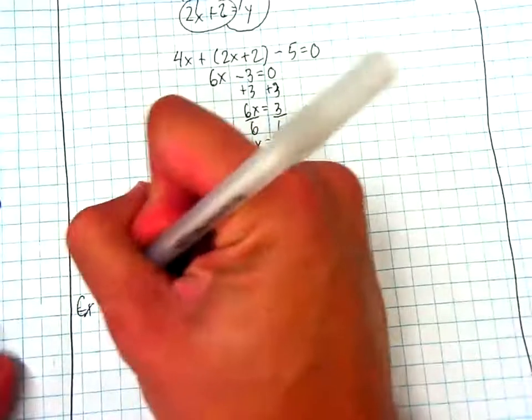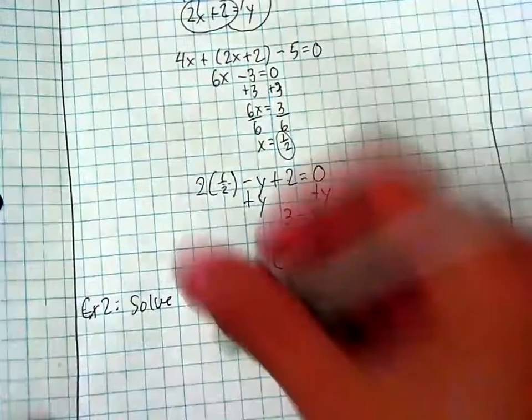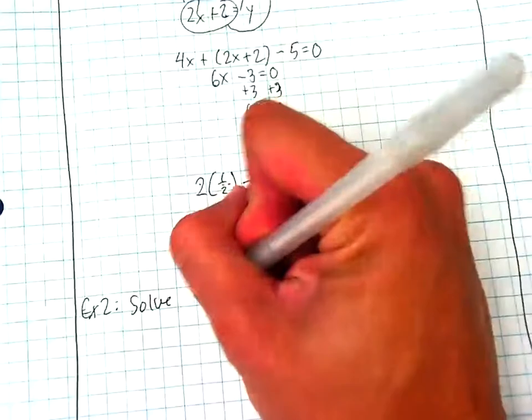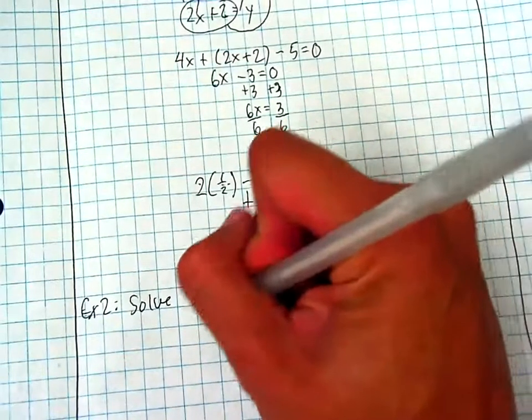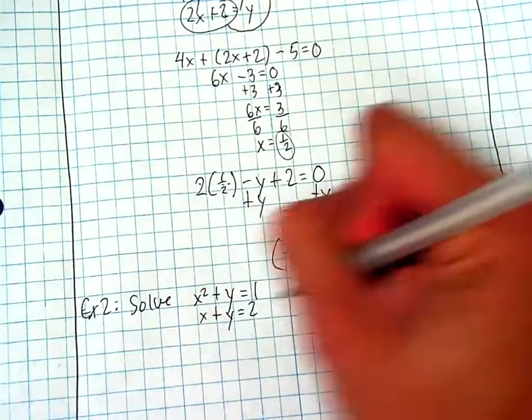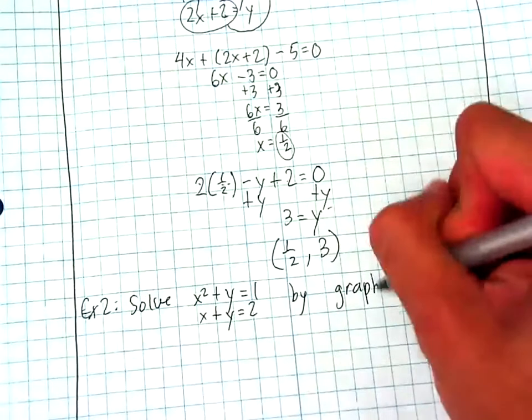Alright, example 2, we're going to actually solve another system of equations, but we're going to do it by graphing. So we're going to solve x squared plus y equals 1 and x plus y equals 2. I'm going to solve this by graphing, which is why I have graphing paper.